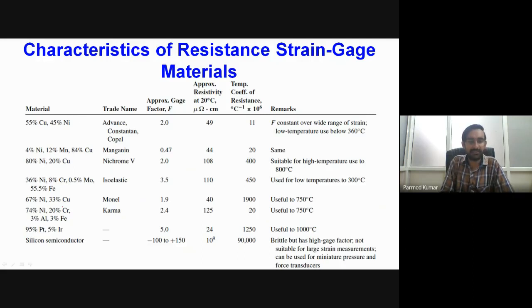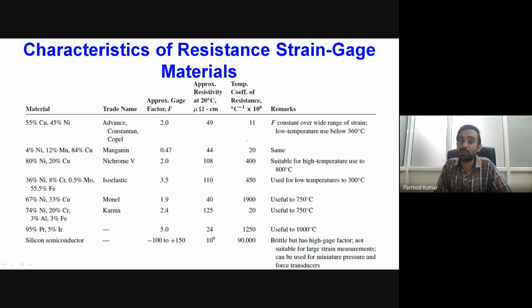So these are the different names of the materials, and these are the approximate values of the F. You can see particularly for silicon semiconductor type strain gauges, the value of F factor may vary from -100 to +150. For certain compositions of the material, we have a fixed value of the strain gauge factor F. Corresponding to that, the approximate resistivity is also given over here.